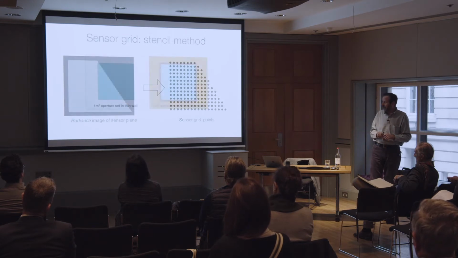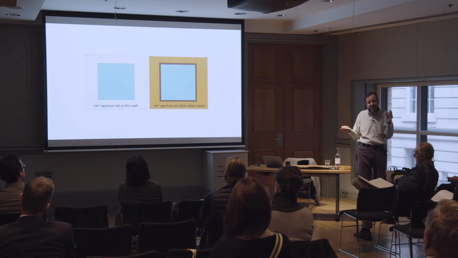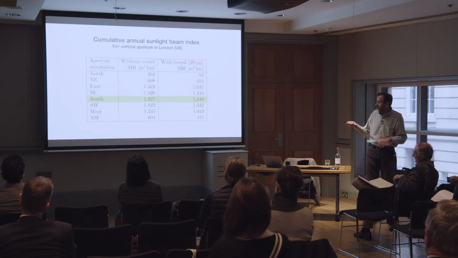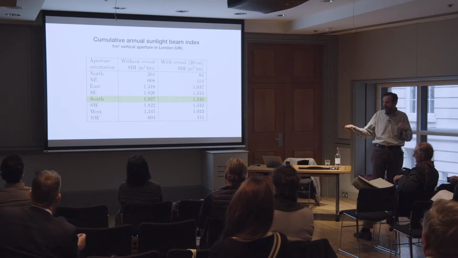Okay. So what does it look like in practice? So 1 meter square set in a thin wall, and then the same square meter set in a 20 centimeter deep reveal. Now we'll place this in London and look at the sunlight beam index, the annual value for the main compass and the mid-cardinal directions. So the cumulative annual sunlight beam index, 1 meter square vertical in London. And then if we look at south, that's kind of our marker, if you will.